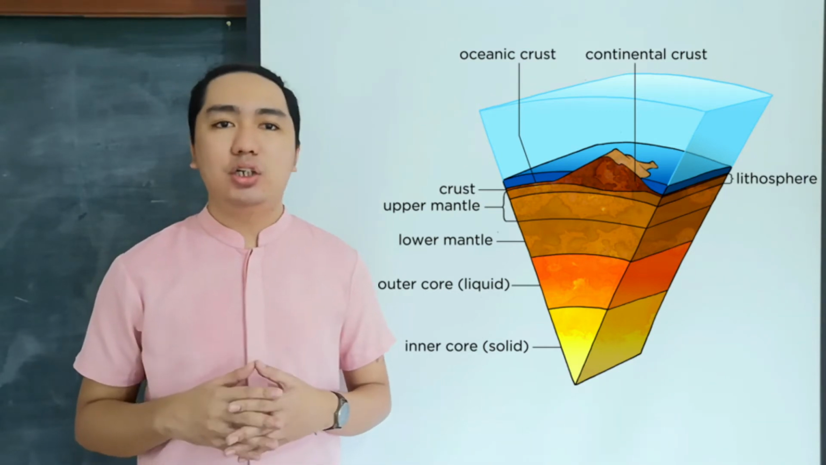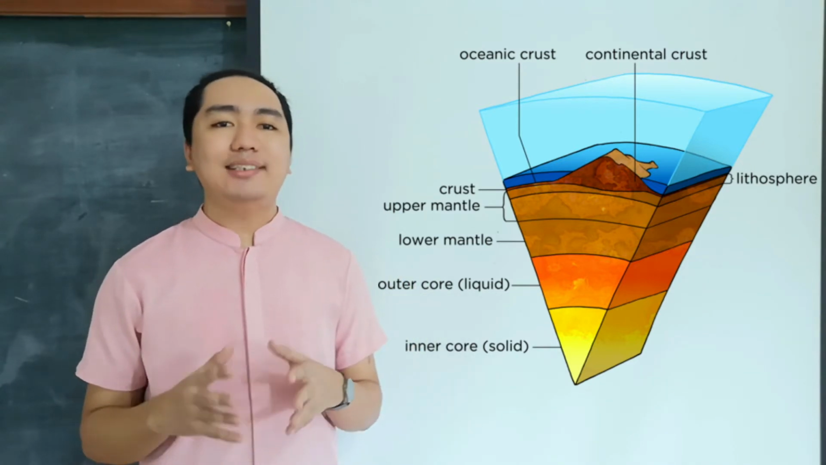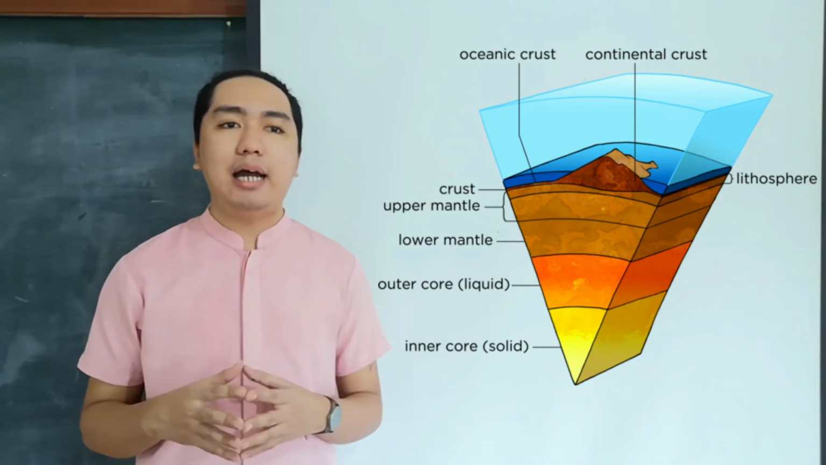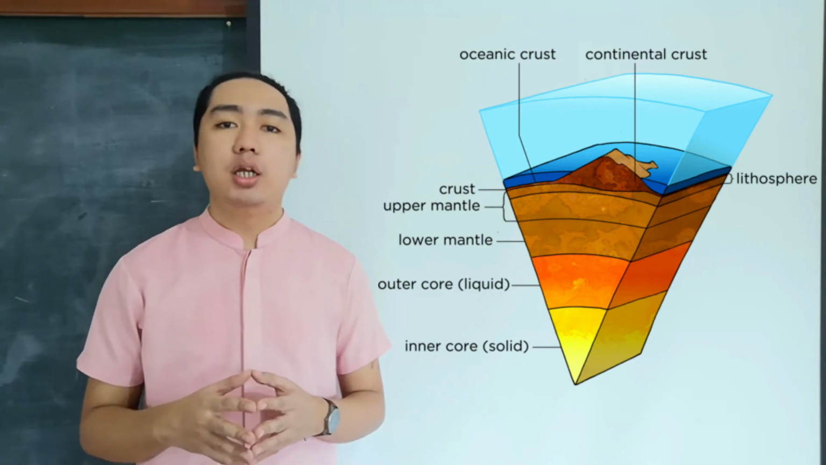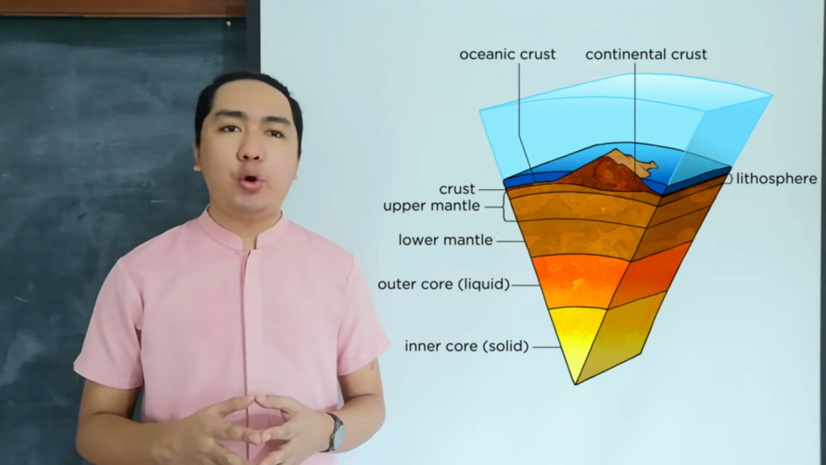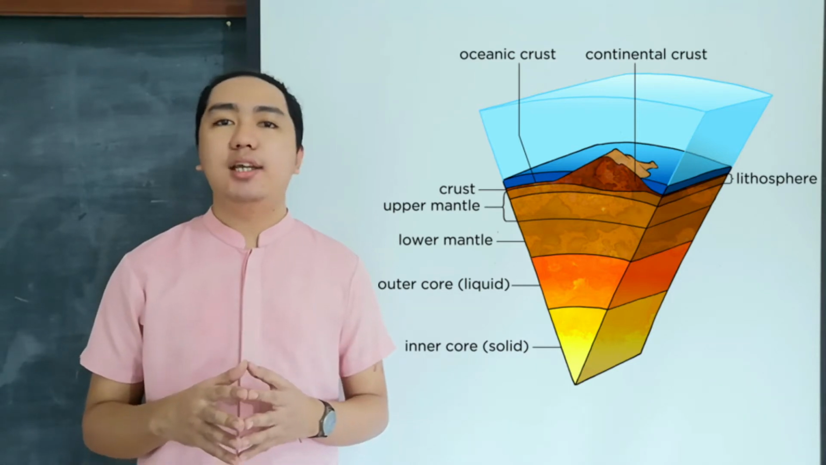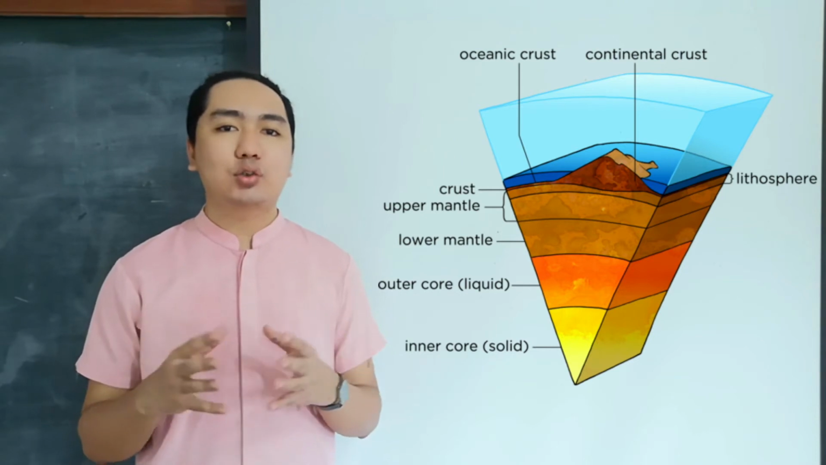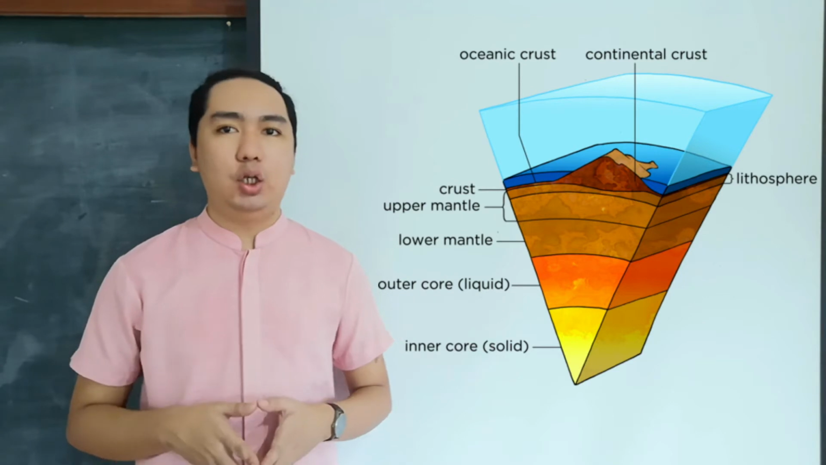high-density rocks. Next, we have the mantle. It lies beneath the crust. It extends from the base of the crust to the core-mantle boundary. The mantle is divided into upper and lower mantle. Next, we have the core. It extends from the core-mantle boundary to the center of the Earth. It consists of an outer liquid core and an inner solid core. This layer is made of nickel-iron alloys.